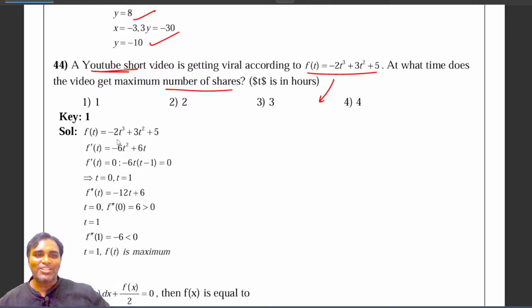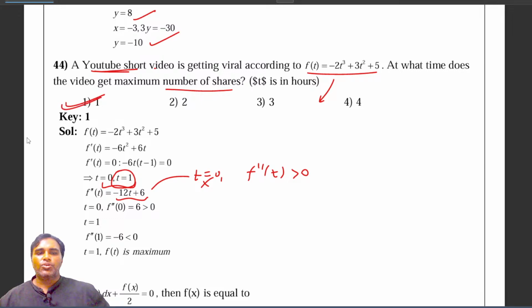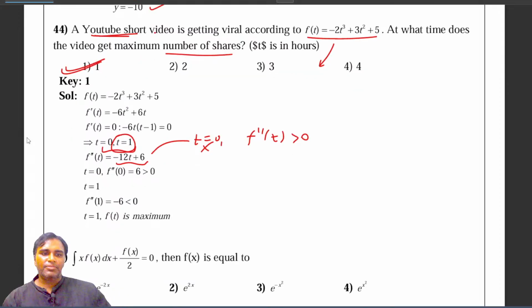f dash t will be how much? Minus 6t square plus 6t, equals 0. So the t value will be 0 or 1. Now when we differentiate again, it will give us minus 12t plus 6. If we put t as 0, my f double dash t will be positive. So it is a case of minima, but I need the maximum, so this cannot be possible. So what is the time I have? 1 second. So at t equals 1 second, the video gets the maximum number of shares. That is the answer, 44 is option 1.